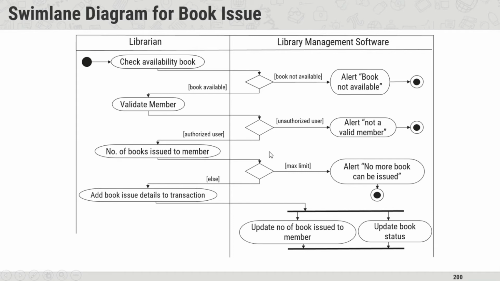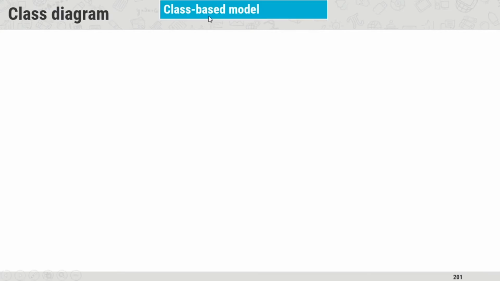From the user's point of view, what are the things you will perform? So these are the three diagrams: use case diagram, activity diagram, and swimlane diagram. Now the next category is the class based model, where you are representing your whole system from the object oriented point of view.